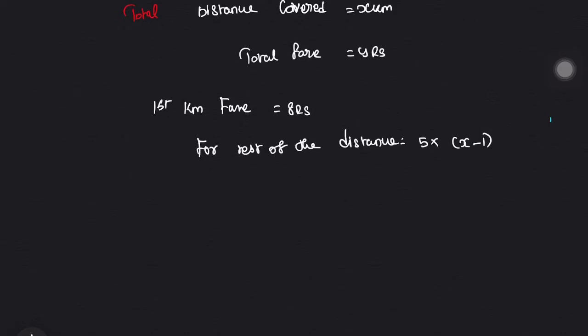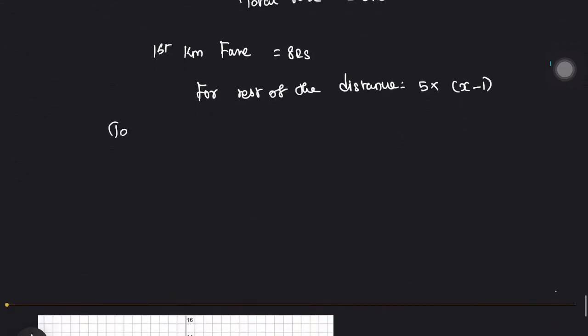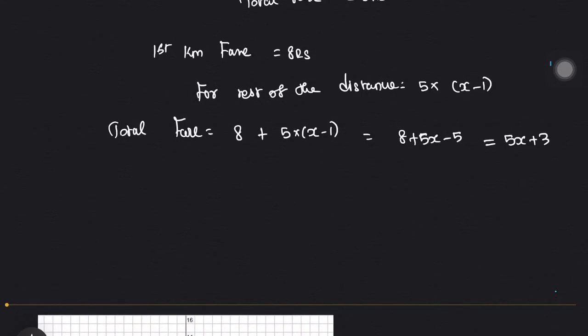The total fare, we just add the first kilometer fare and the fare for the rest. So total fare is equal to adding these two amounts. First one is the fixed 8 rupees and the rest is 5 times (x minus 1). So after simplifying, 8 plus 5x minus 5, the final value is 5x plus 3. So this is the final equation: y is equal to 5x plus 3.